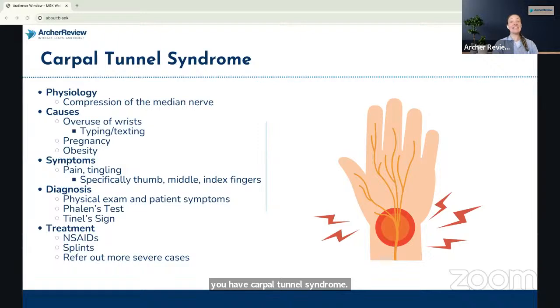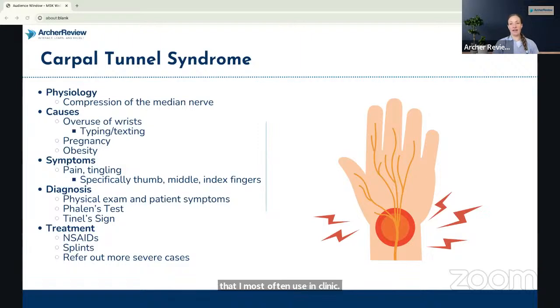The other is the Tinel test. Tinel test, I think T for tapping. And all you're doing is lightly percussing or tapping on that medial nerve and seeing if you're getting those same symptoms. I don't find this one quite as helpful, but we need to know it for the boards. I find that if I'm going to get a positive, it's most likely with the Phelan's test. And this is the one that I most often use in clinic.